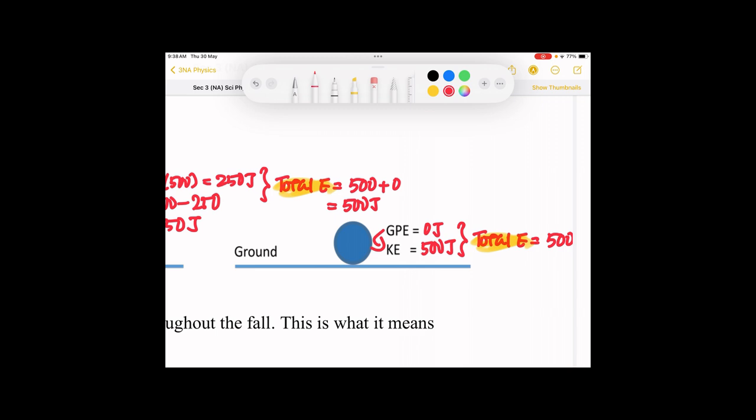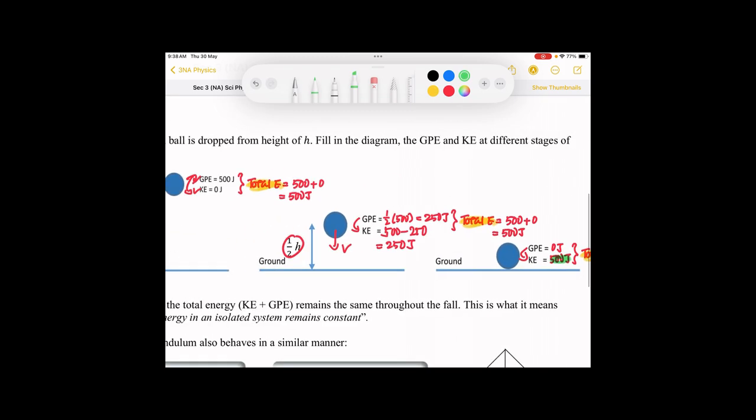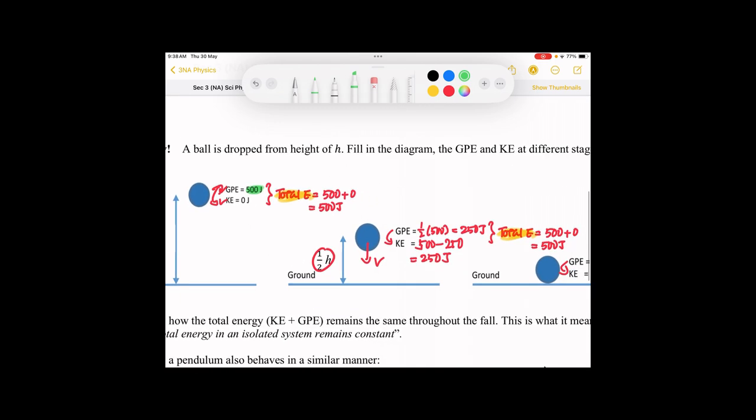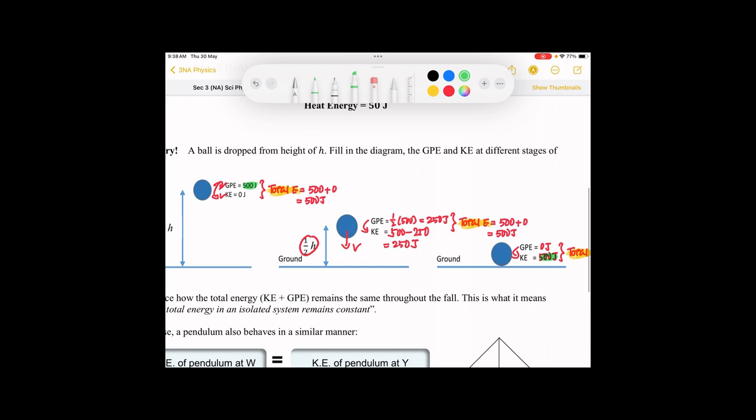Alright, and now the KE has 500 joules in total. Please take note of this 500 joules, I should be using a highlighter here. This 500 joules is the same as the 500 joules at the top. So if you compare this, you can simply say that the GPE at the bottom here is the same as the KE at the top here.